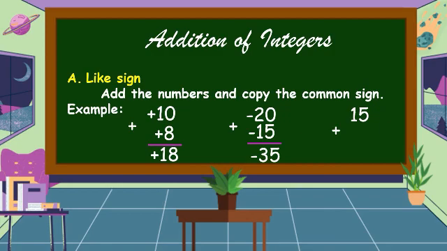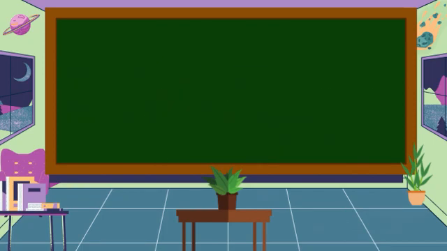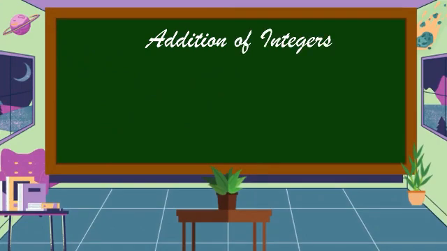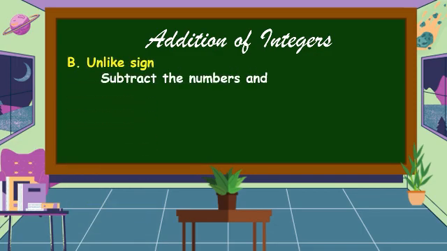One more sample, 15 plus 8. If you can see here, we don't have sign. There are no signs to be used, but if the numbers don't have any sign, meaning this is a positive integer. So 15 plus 8 is equivalent to 23. 23 is considered as positive. Now we know how to add integers with like sign. Let's proceed with addition of integers with unlike sign.